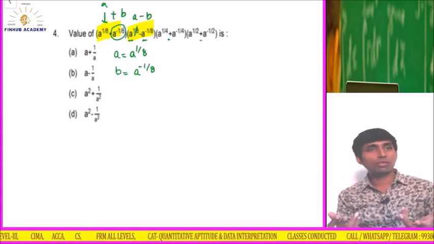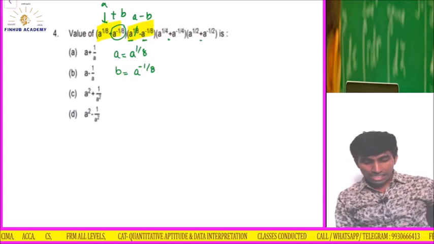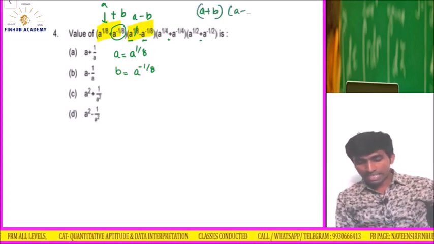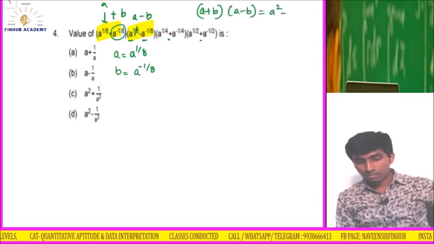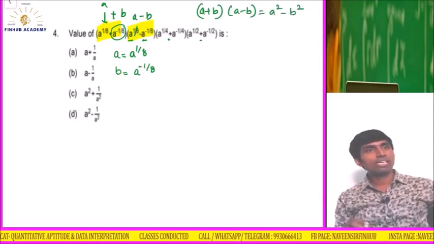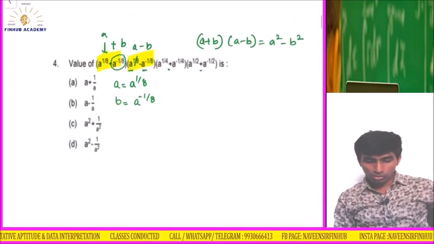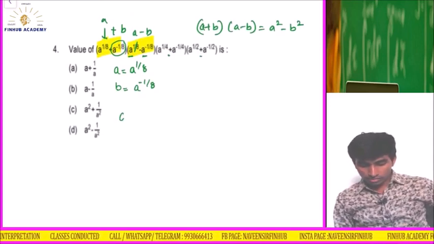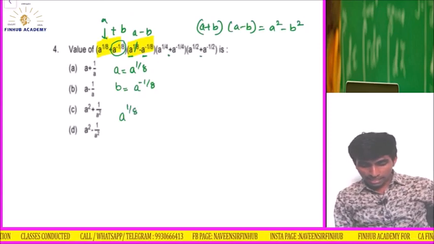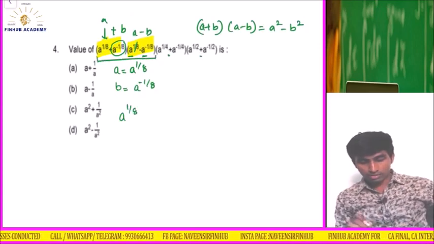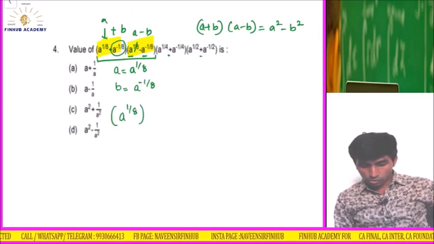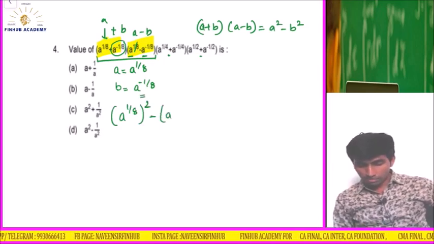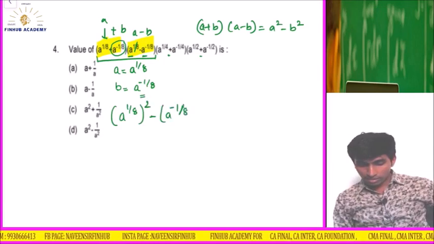So let's check what we can do. We know that (a plus b) into (a minus b) can be written as a square minus b square. Yes or no? a square minus b square. So now, here a is what? a is 1 by 8. I have taken only this part. The whole square minus b is what? This. So a minus 1 by 8 the whole square.